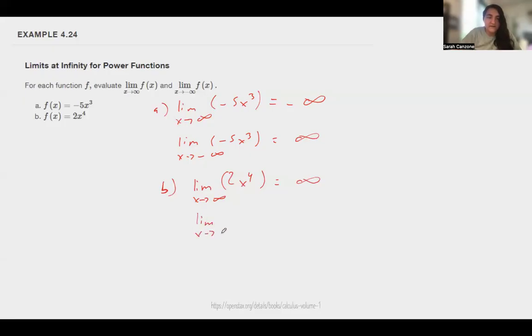If we now consider the limit as x approaches negative infinity of 2x to the fourth, well, if you take a negative number and you raise it to the fourth power, that makes it positive. And then if you take a positive number and you multiply it by a positive number, that's also positive. Therefore, infinity to the fourth is just infinity, and your answer is just infinity. So this is just going to be a good example of seeing the differences between what will happen depending on the degree of the polynomial or power function that you're looking at.